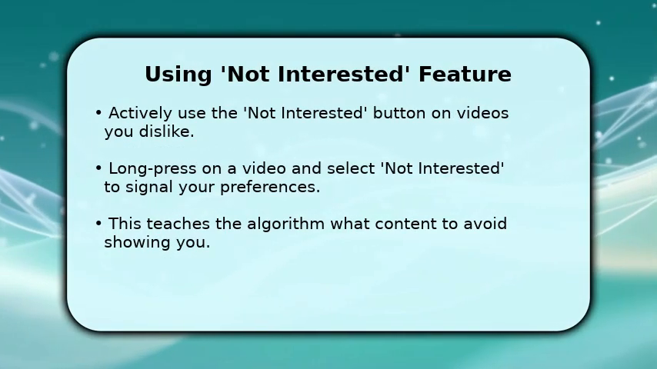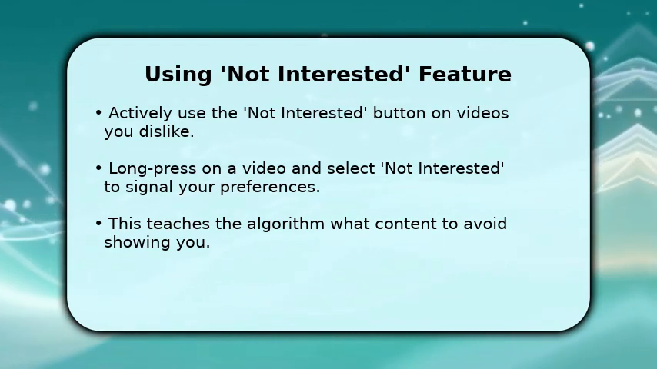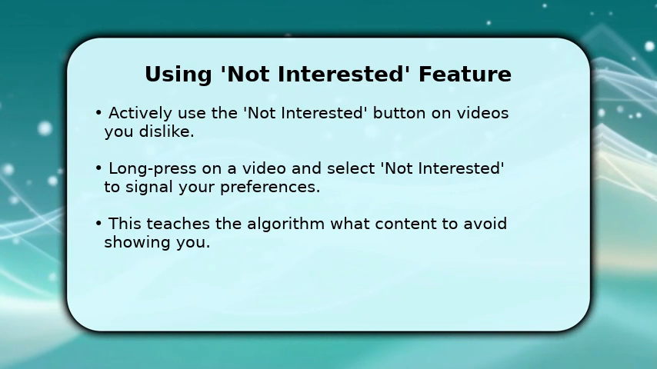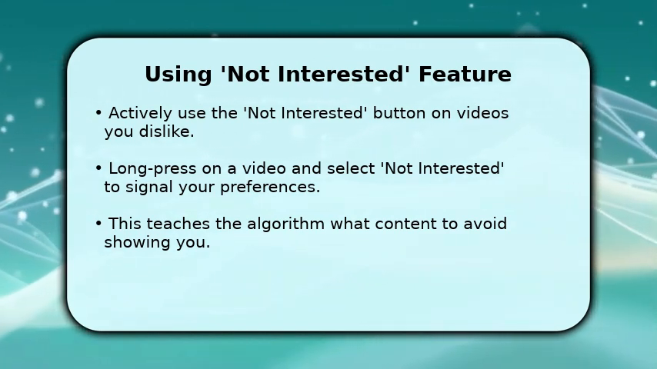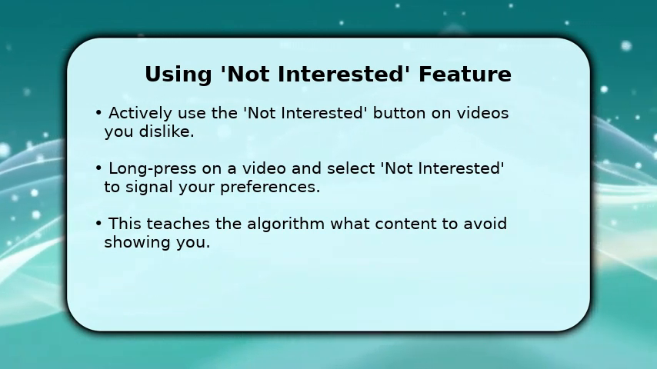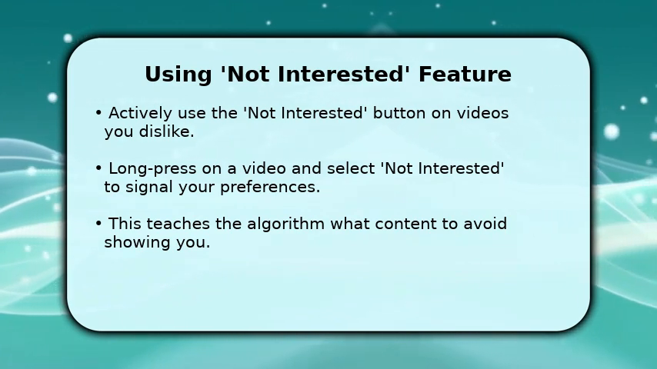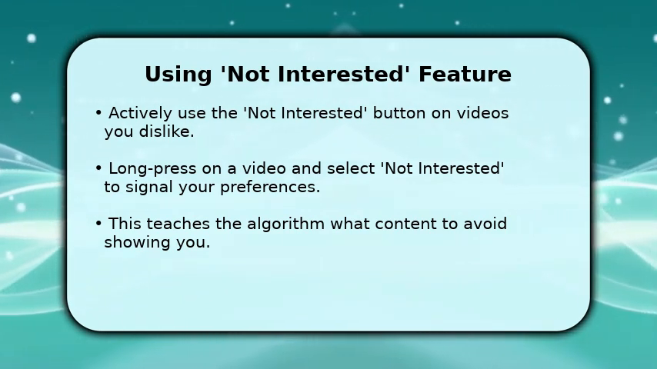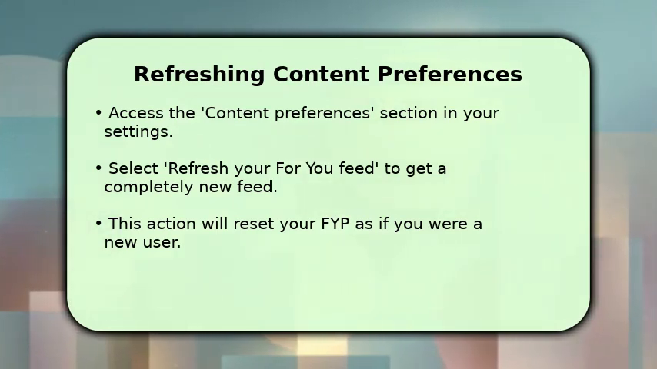Next, actively tell TikTok what you don't want to see. When you encounter a video that isn't to your liking, simply long press on it. A menu will pop up, and you'll see the option Not Interested. Tapping this button is a powerful way to refine your feed. Do this consistently for about 10 to 15 videos, and you'll notice a significant shift in the content presented to you.